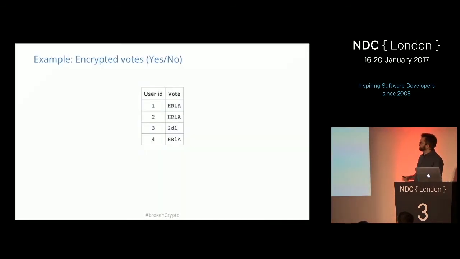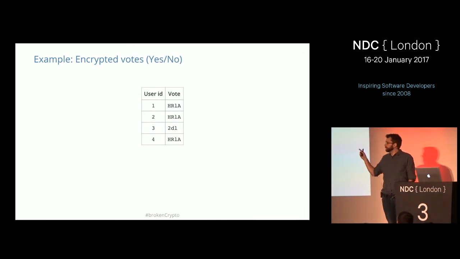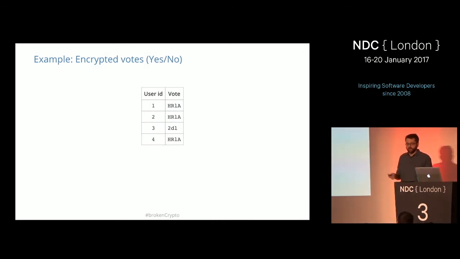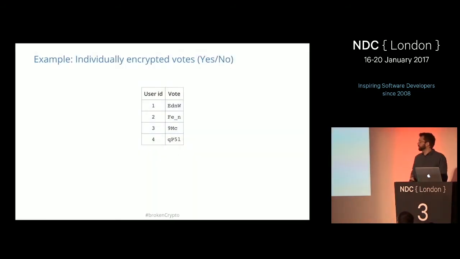So if we look at this, this is a voting database where we have 4 different votes, and I'm pretty sure you can figure out who voted no. So I encrypted all of them with the same key. All right, so let's encrypt them with different keys. Well, you can still figure out which one voted no, because it's shorter than the others.